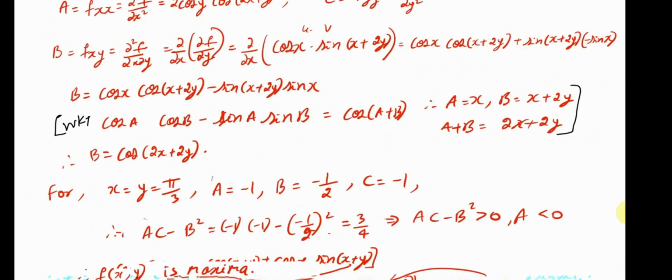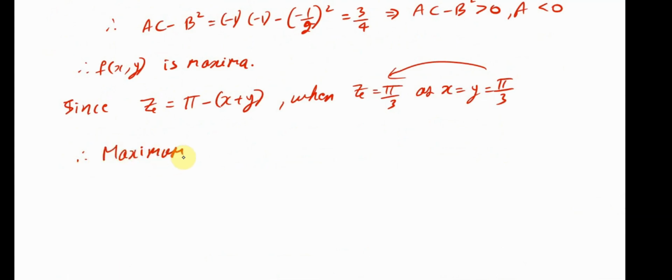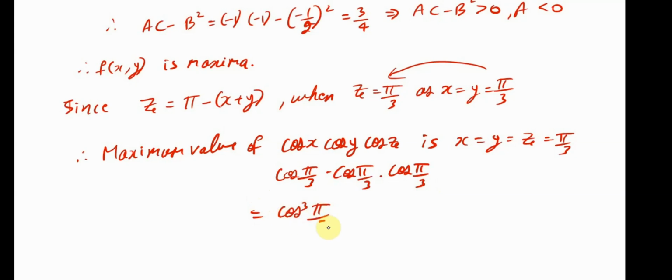Yes, therefore the maximum value of the cos x function, what is given in the question, that I am taking down. And this is because when x is equal to y is equal to z is equal to pi by 3. So therefore this is cos pi by 3, and this is going to give you the maximum value. So therefore this must be cos cube pi by 3.